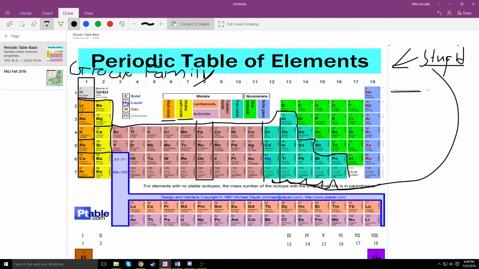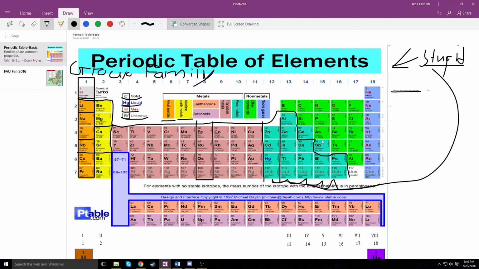Most of these are gases. If you look right here, at room temperature, you can look at these sort of indicators that will tell you what they are. So these at room temperature would be gases. This at room temperature would be a liquid. This at room temperature would be a liquid. And then all these, the ones that are black, would be solids.